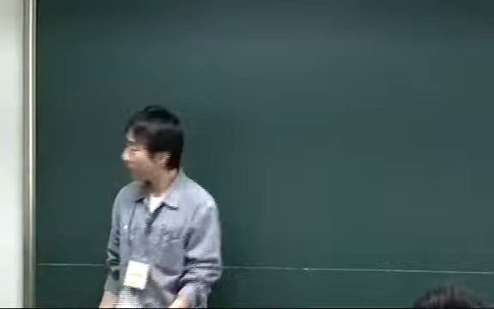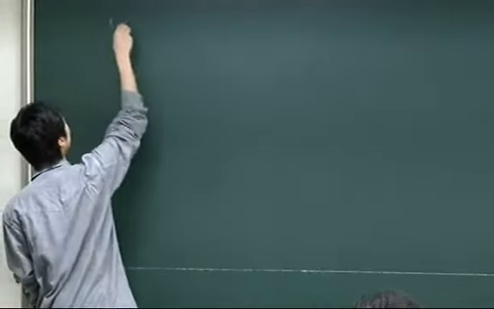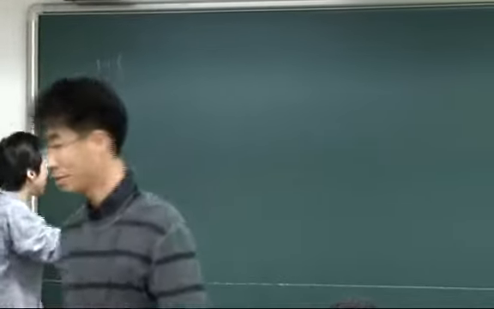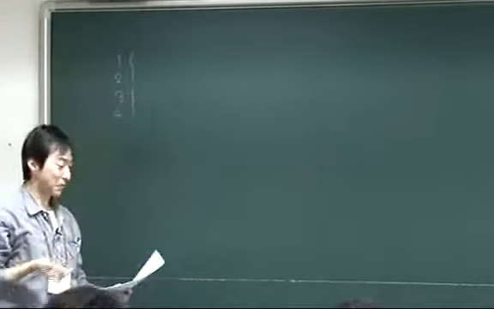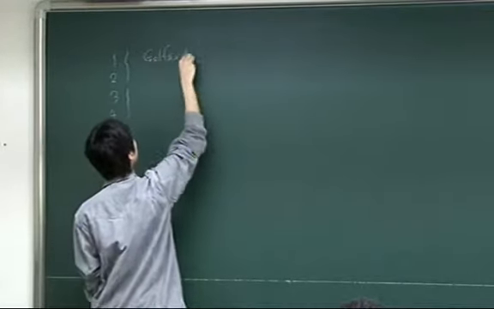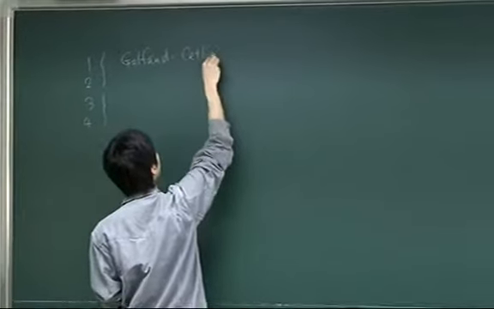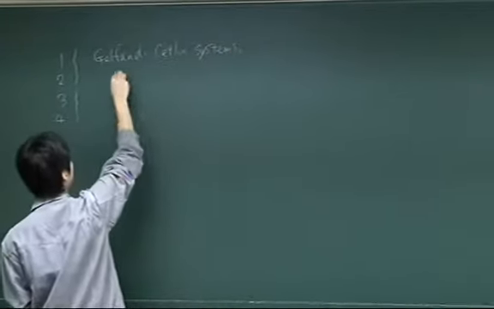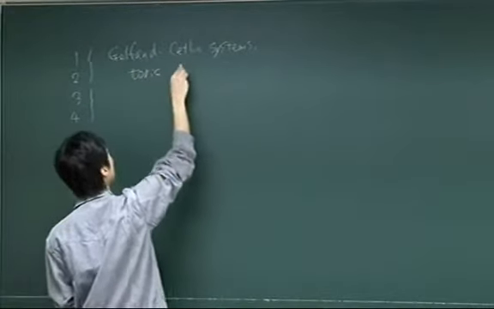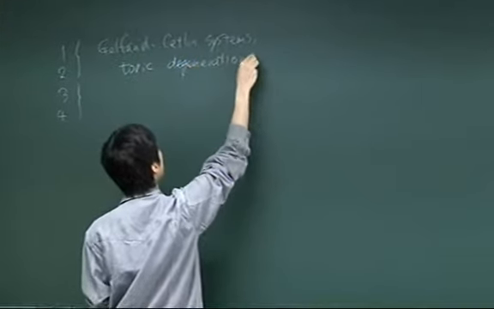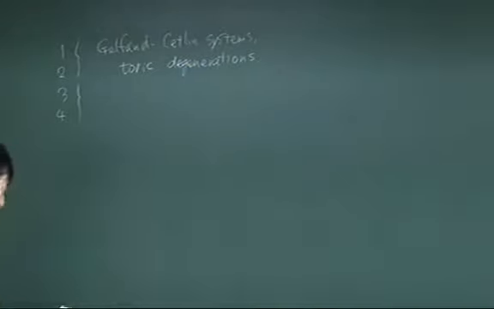So we have 4 lectures today. And in the first 2 lectures, I would like to talk about the Gelfand-Cetlin systems and its toric degenerations. And this is rather elementary part.